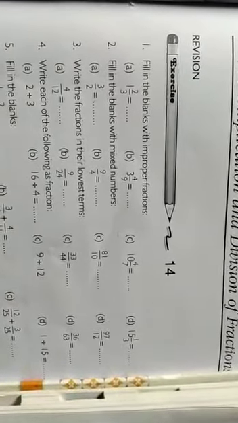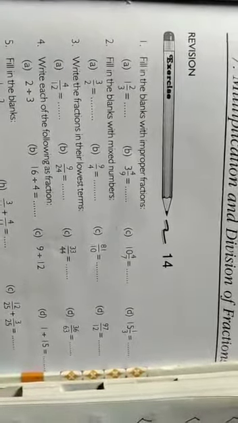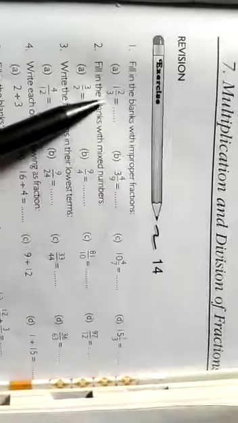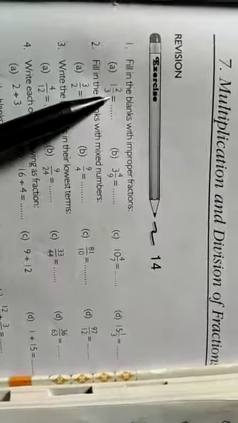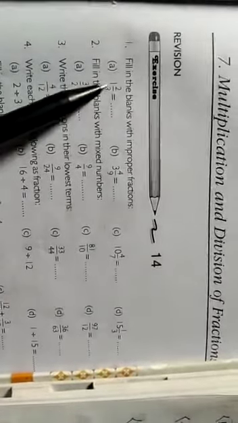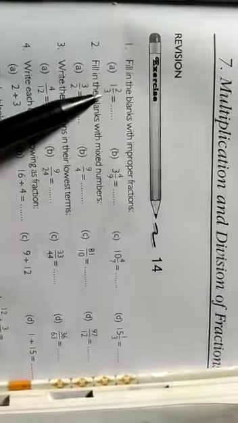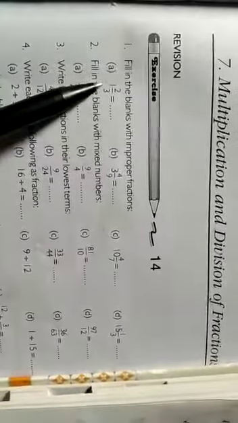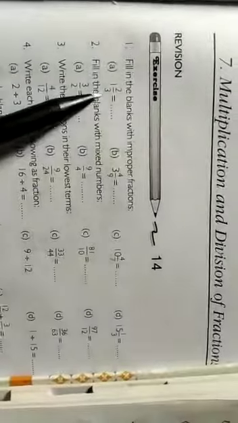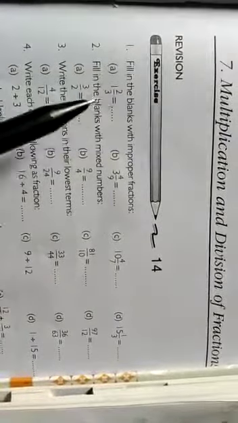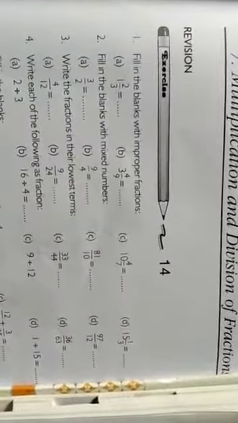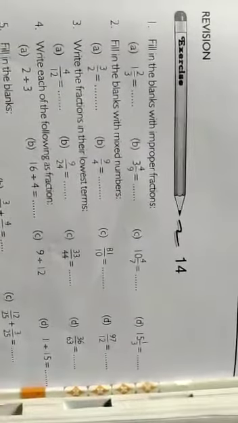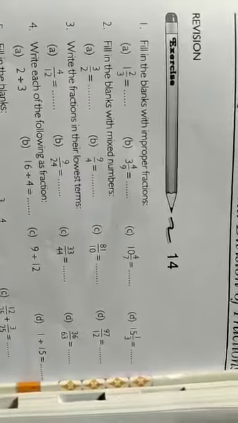What do you mean by mixed fraction? Mixed fraction is the combination of a whole and a proper fraction. Here you can see this is a mixed fraction, a whole and a proper fraction. The combination of a whole and a proper fraction is called the mixed fraction. And you can read it as 1 whole 2 by 3. आप इसको पढ़ सकते हैं 1 whole 2 by 3. Okay, this is your mixed fraction. So, coming to the point, question number 1: fill in the blanks with improper fraction.